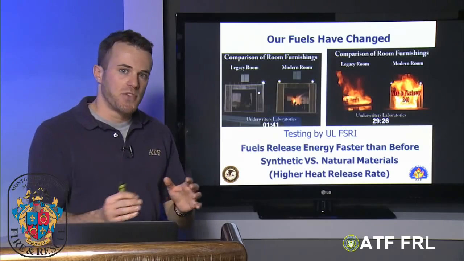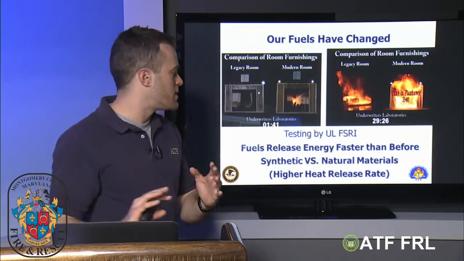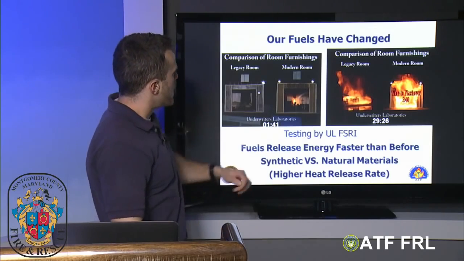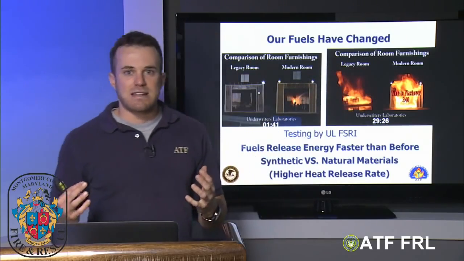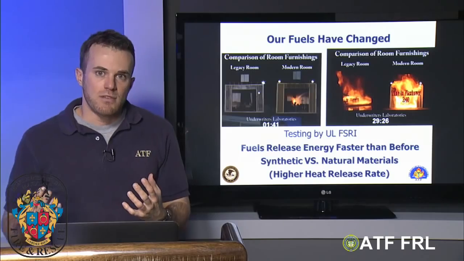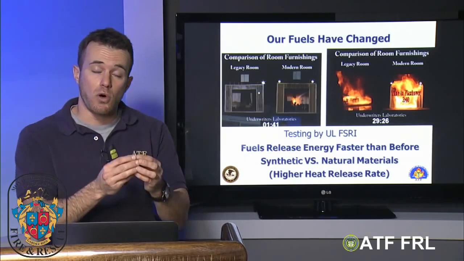How much faster? Well, these are the tests that were done by UL. Many people have seen these. I'm not going to show these. They're available on UL's website, but they compared what they call legacy furniture to modern furniture. Our furniture nowadays contains lots of synthetic materials versus lots of natural materials. So back in the day, they had cotton batting, they had cotton material, sometimes they even had wool. They actually made it out of true dimensional lumber.